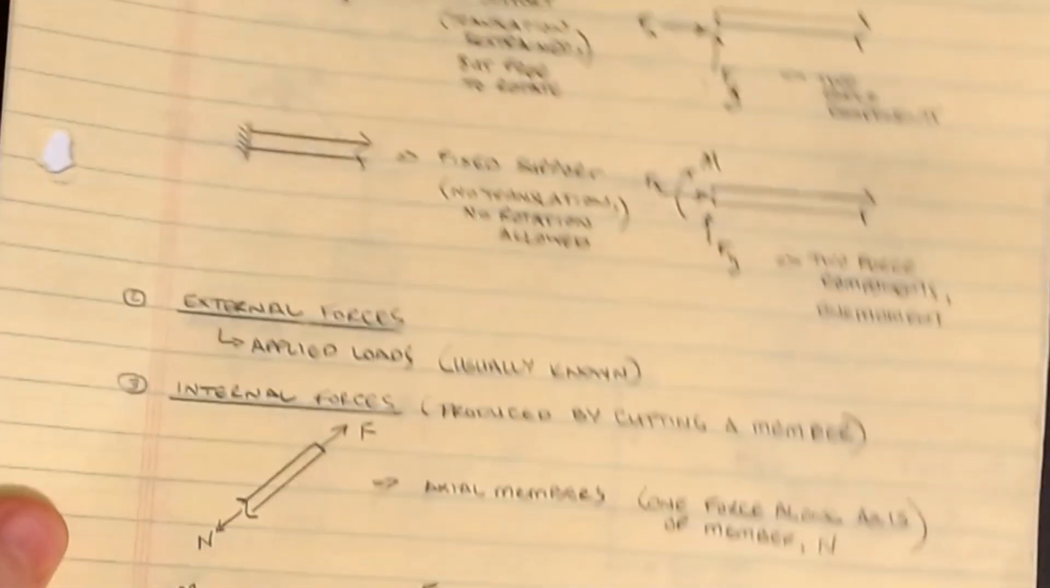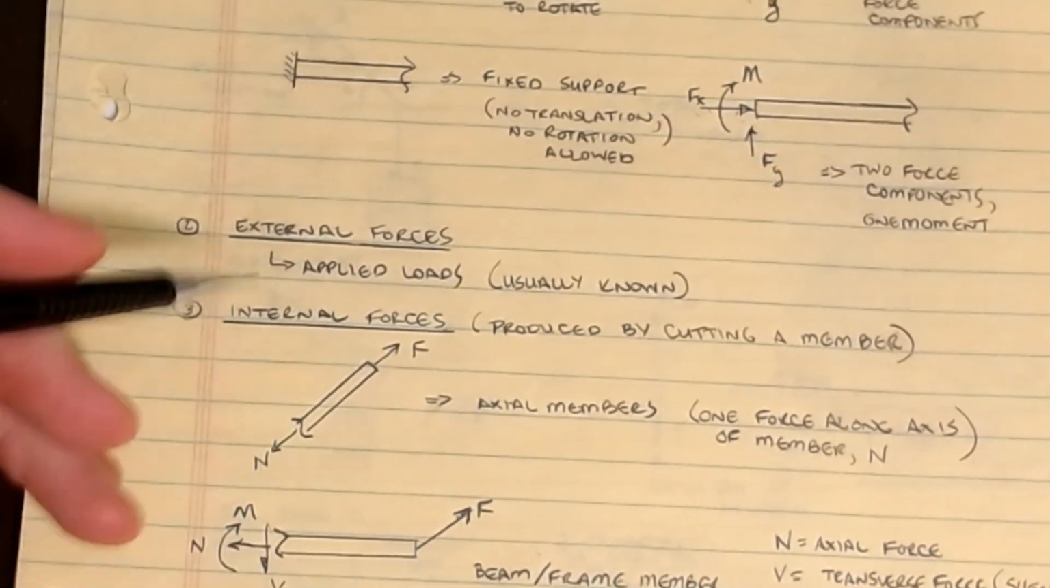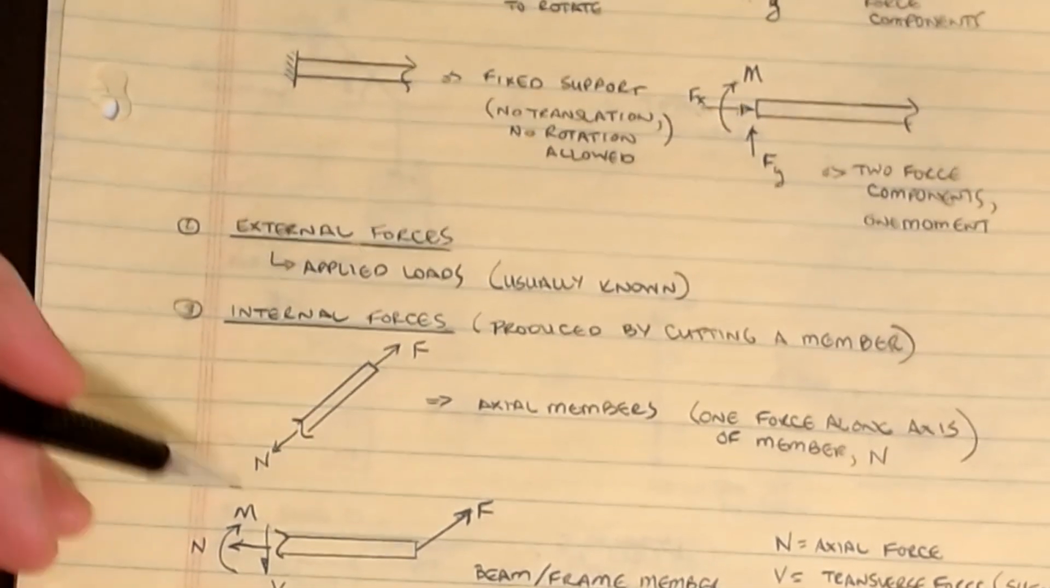What else we got? Kind of back on our topic, we've talked about the external forces. Those were the applied loads. They're usually known. The internal forces, then, we've talked about as being revealed, required for equilibrium, and then the self-weight, we've done that as well. So we've done all those.